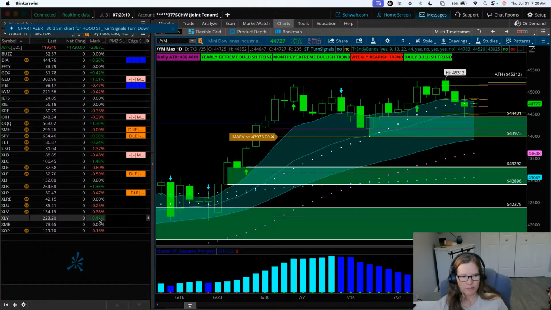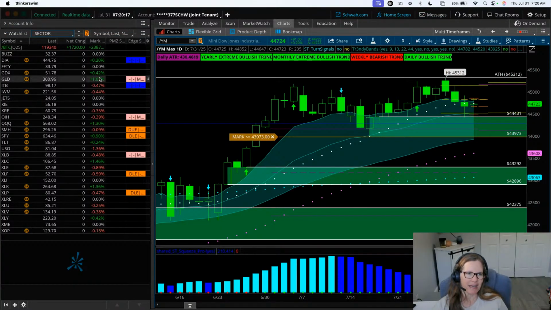XLY, the consumer discretionary, is up about 0.42. Other than that, guys, gold is catching a big bid. Gold had a big pullback yesterday, so I might be interested in watching gold and see if it's come down into some higher time frame levels for me. So I'm going to jot gold down because potentially that's one that I might day trade and even use the PMZ to set up a swing trade in gold.